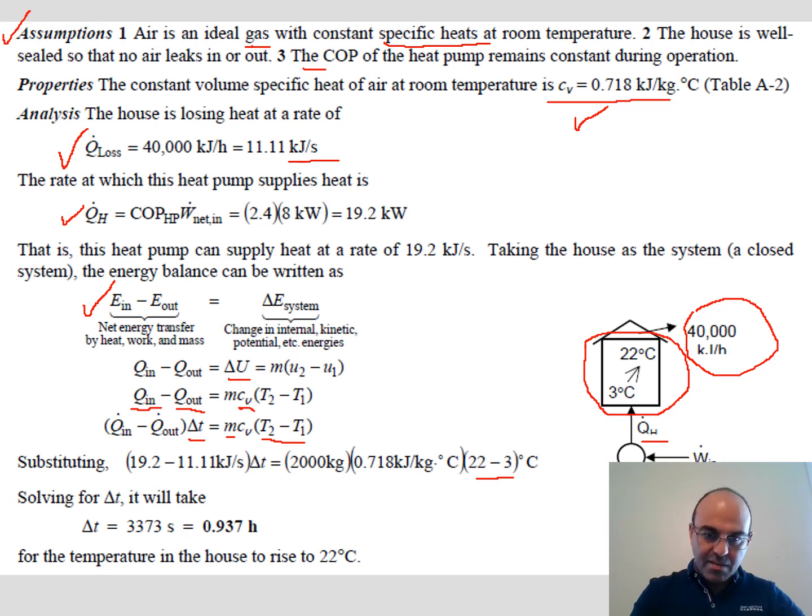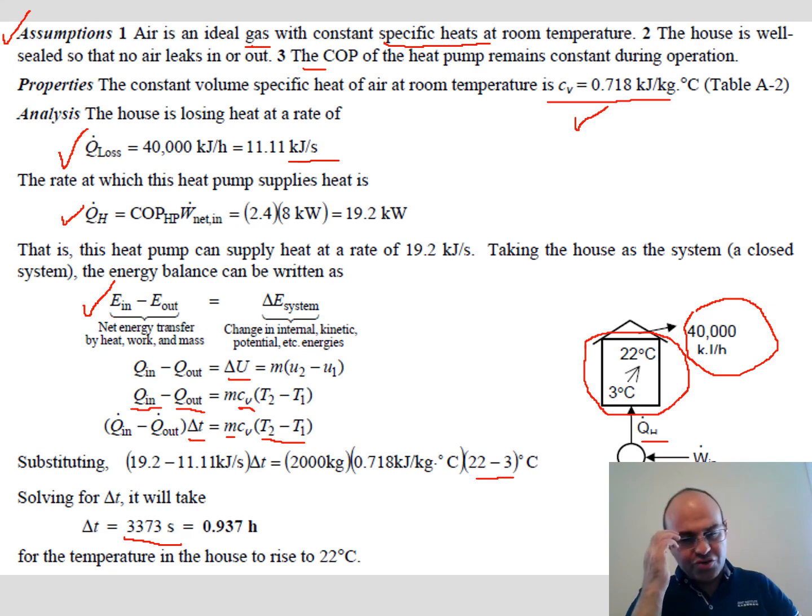Okay, so everything is known here. If you do the calculation, delta t is equal to this amount in seconds. Directly using SI units, the unit for the time will be seconds, and then you can convert it to hours if needed. So this is about 0.9 hours. So it takes about 1 hour for the heat pump to bring the temperature from 3 degrees C to 22 degrees C.